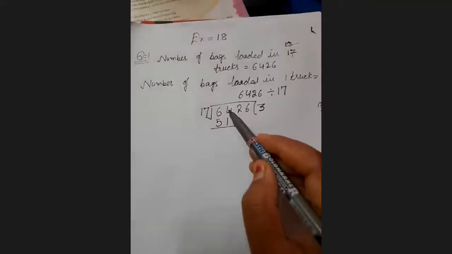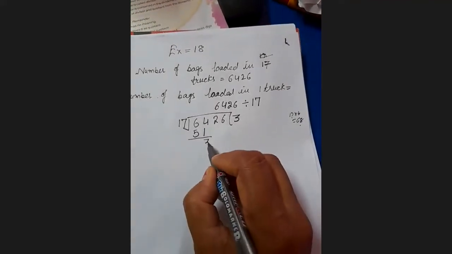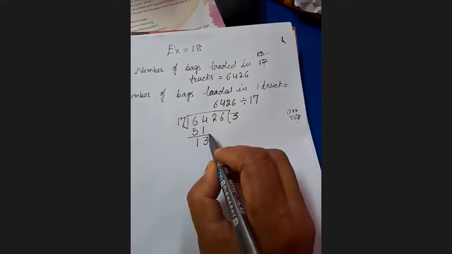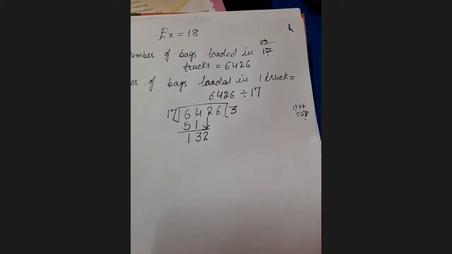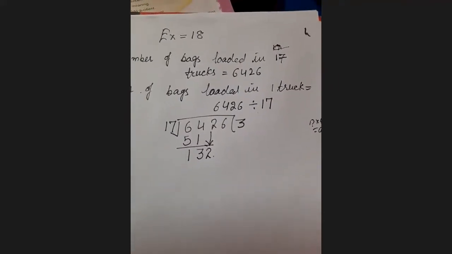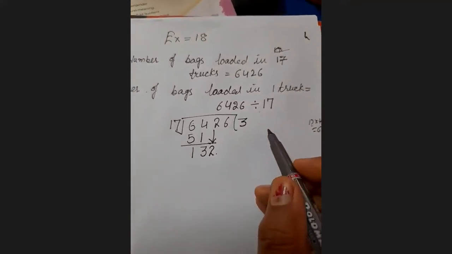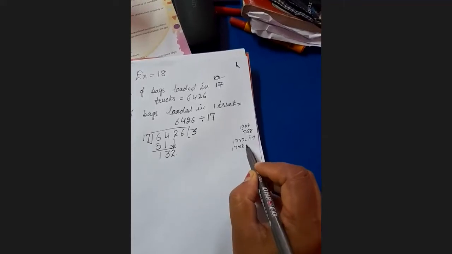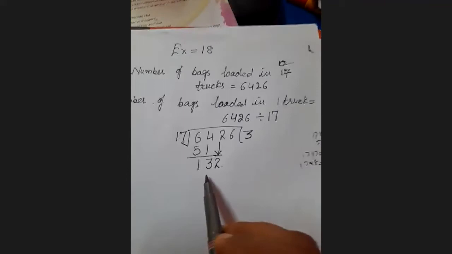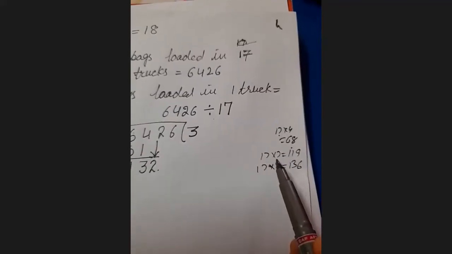Clear, beta? Now 64 minus 51. 4 minus 1, 3. And 6 minus 5, 1. And the next digit is 2. Now the number which we divide is 132. Now divide by 17. 17 sevens are 119, and 17 eights are 136. But here we have 132, so we can't use 8, because 136 is greater than 132. So in the next step we will divide by 7.